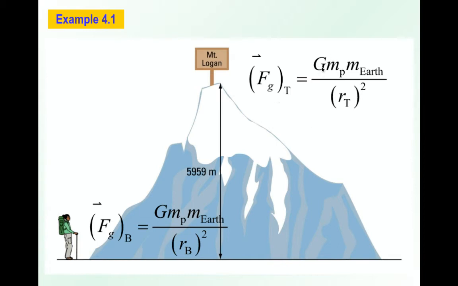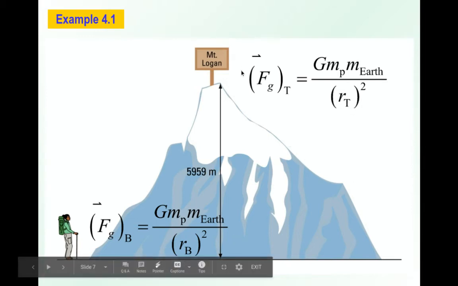Basically, you know big G, you know the mass of the person, the mass of the Earth, and then the radius. For this one, the radius would be the radius of the Earth. For this, now you have to add the height of Mount Logan to get that second radius. Again, it's all shown to you in your textbook on pages 206 and 207.